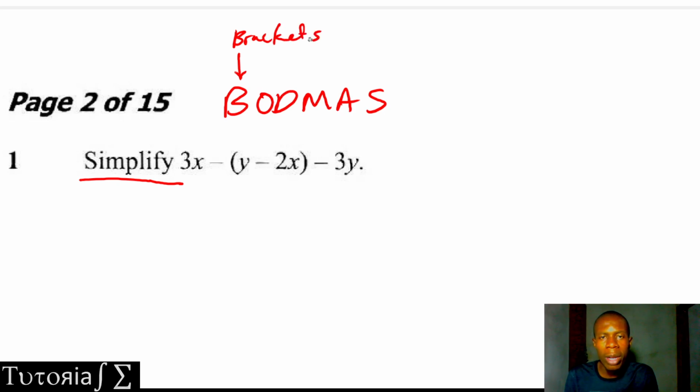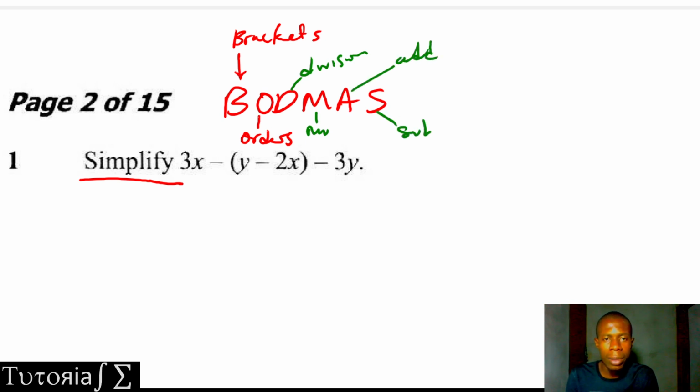Okay, we start with whatever is in the brackets. The O there is orders. Okay, it's not "of". I know we are used to "brackets of division", but it's orders. So brackets, orders, division, multiplication, addition, and then you subtract. Okay, so that is BODMAS.